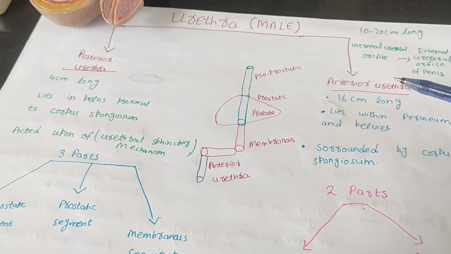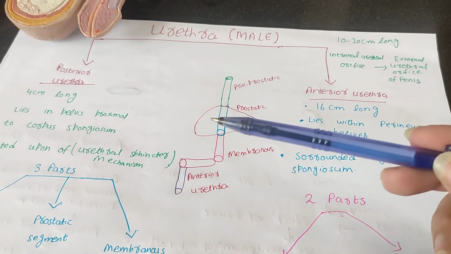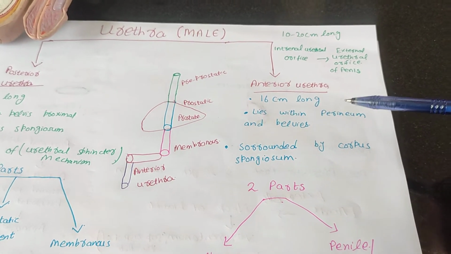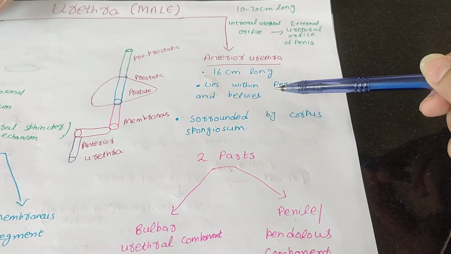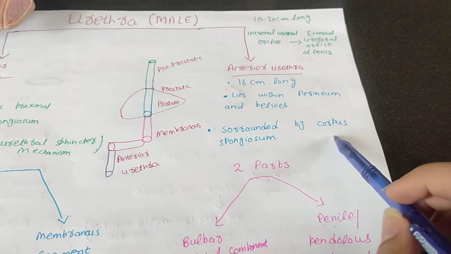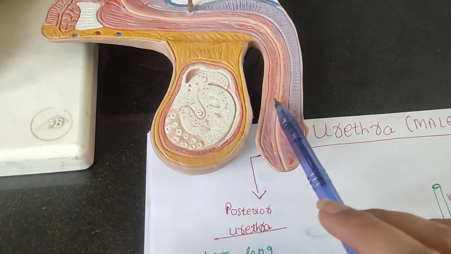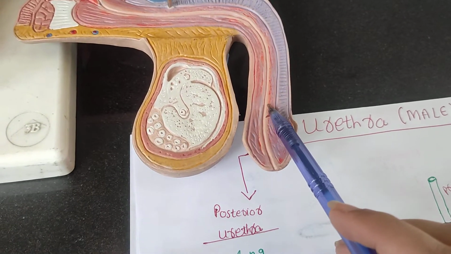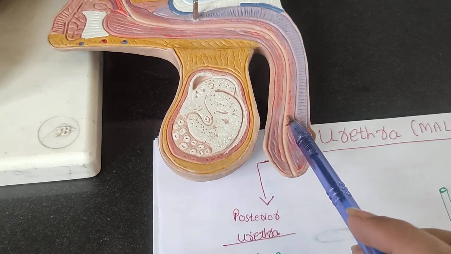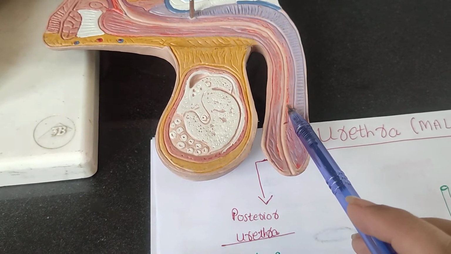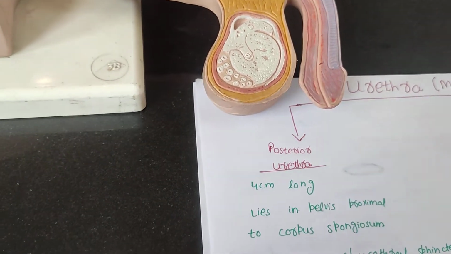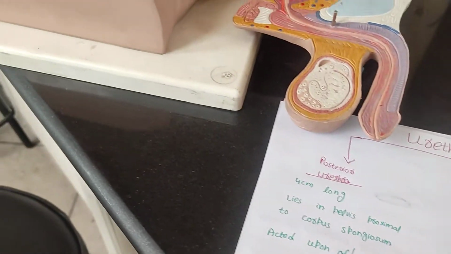And the anterior urethra is 16 centimeters long, so the posterior urethra is the smaller one, and the anterior urethra occupies the larger part, which is 16 centimeters long, and it lies within the perineum and is surrounded by corpus spongiosum. We discussed that the posterior urethra lies proximal to the corpus spongiosum, but the anterior urethra itself lies within the corpus spongiosum. So the urethra is surrounded by this corpus spongiosum, which is coming all the way down to the penile gland, right?